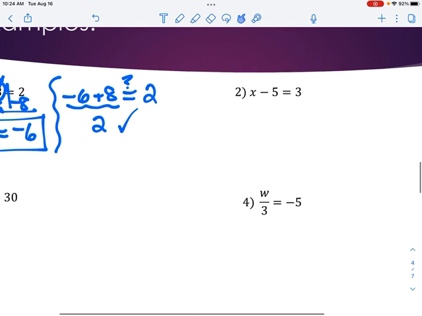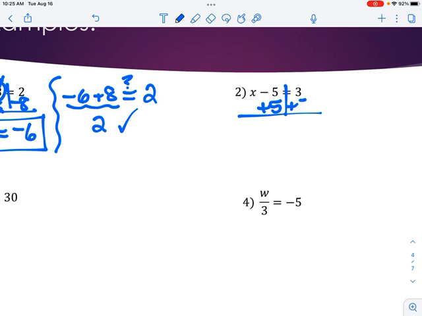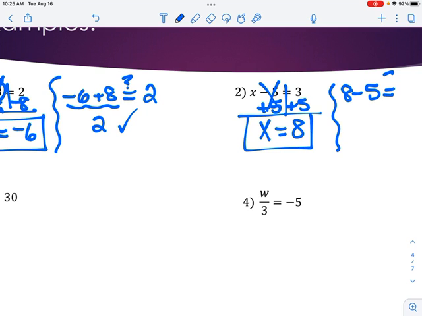Okay, let's move over to number 2. So on number 2, we start off, we look, there's nothing we can simplify. So what am I doing to x? Well, I'm subtracting 5. So to undo that, I'm going to add 5 to both sides. That gets rid of that, and x then would equal 3 plus 5, which is 8. Now, if you wanted to check it, you would simply plug it back in, and it would say 8 minus 5, do you equal 3? Well, 8 minus 5 is 3, so that tells me I'm doing that correctly.